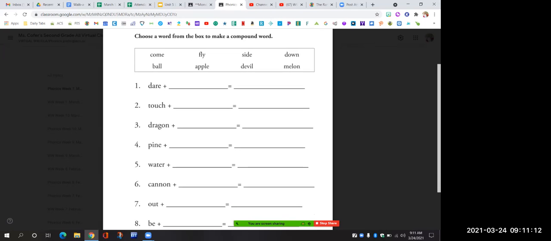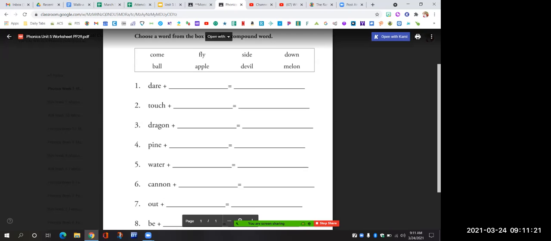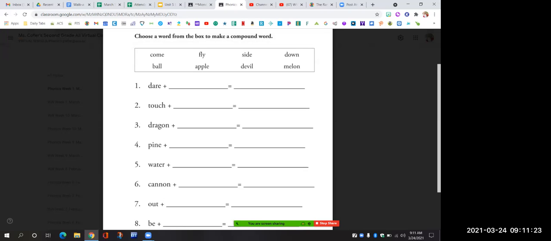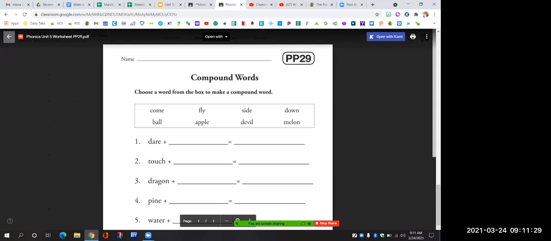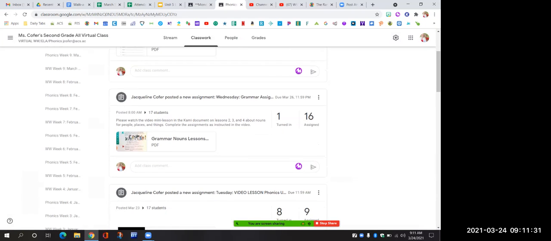What about dragon? What word would go with dragon to make a new word? Fly. So dragon plus fly equals dragonfly. So you are going to work on the compound word worksheet.